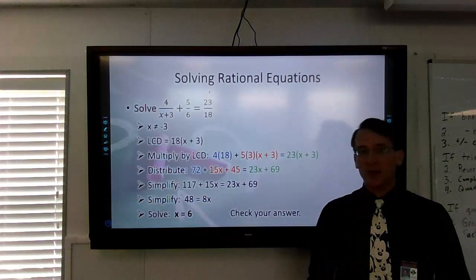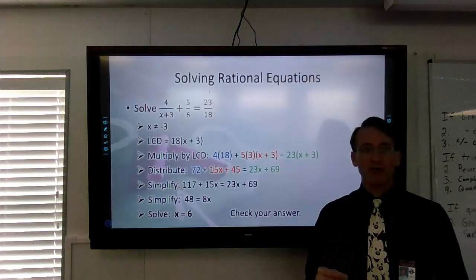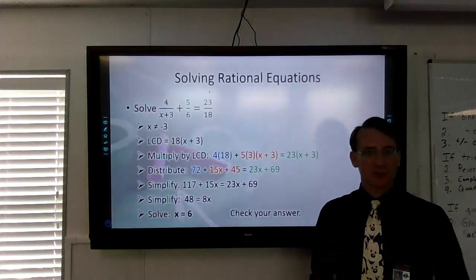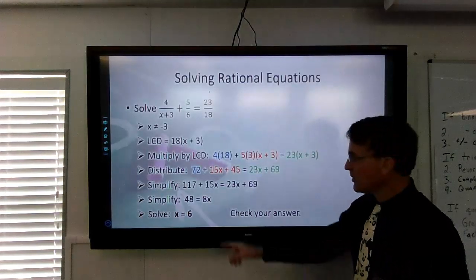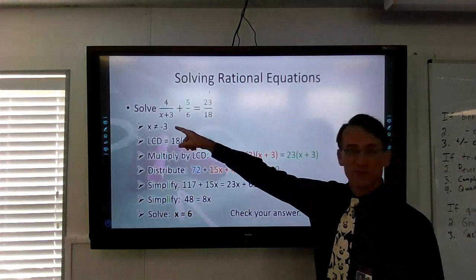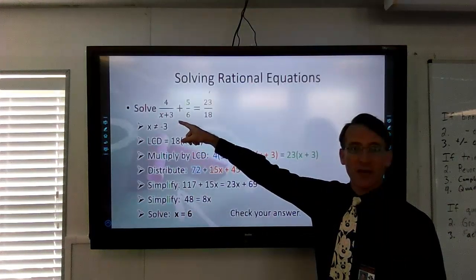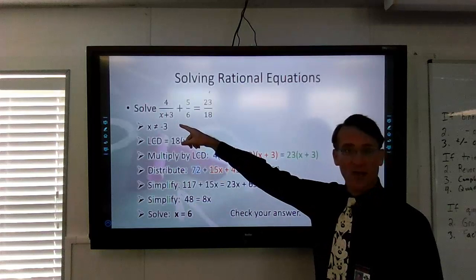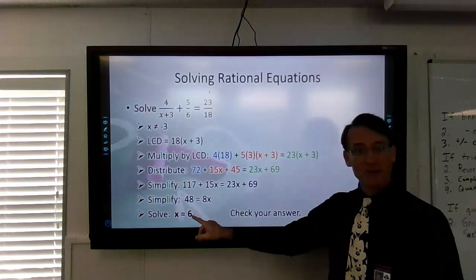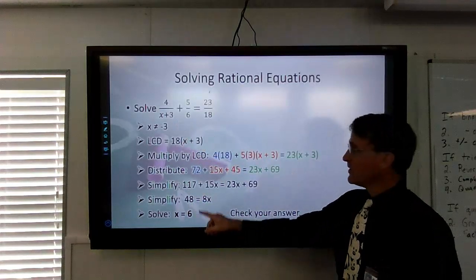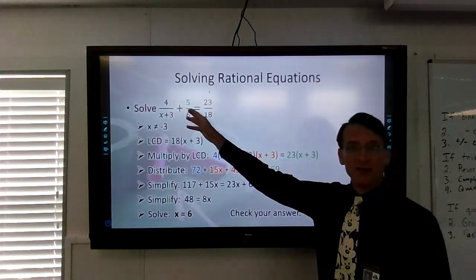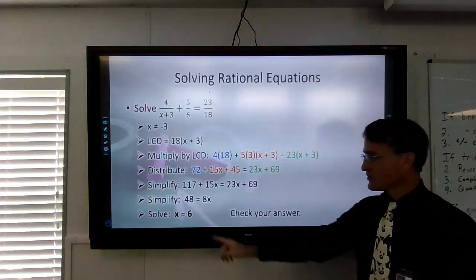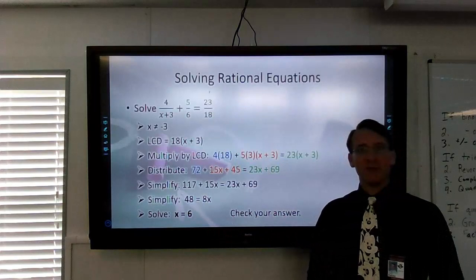I do want to check my answers because in multiplying, I could have introduced extraneous roots. So always check your answer. First thing I'm going to check is if it's something that I know I cannot have. In this particular case, it's not a -3, so my answer is probably legitimate. If I substitute it back in up here, it does work out. So my answer checks. My final answer is x equals 6.